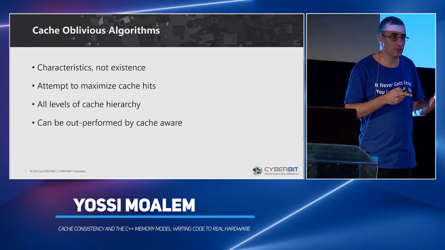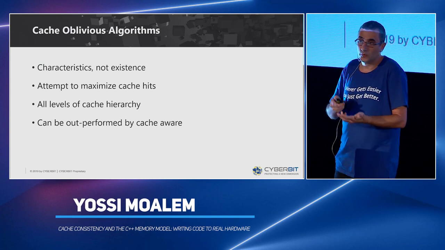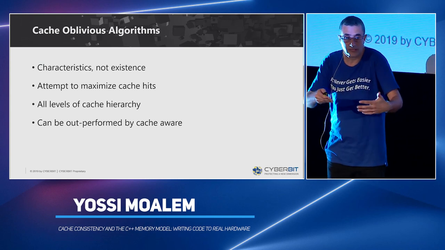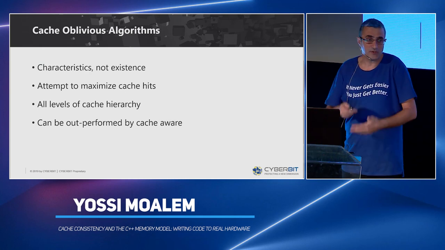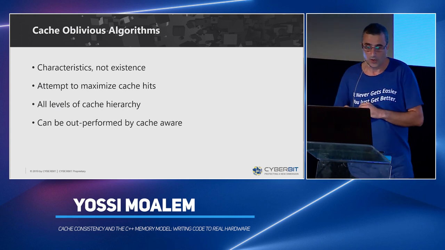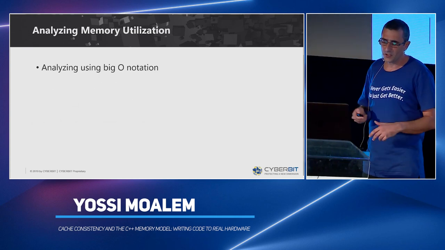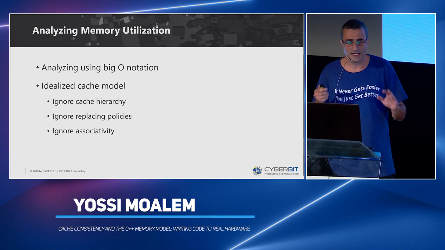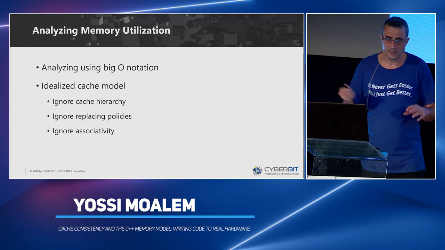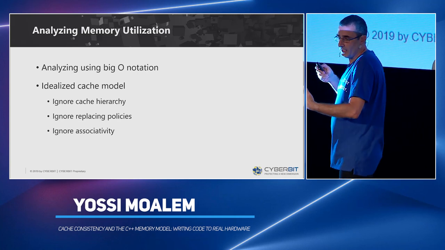Cache-aware algorithms can outperform cache-oblivious algorithms, but that's assuming that we know all the cache characteristics that we have. So if we ship our software with the hardware, fine, we can optimize it to the cache that we have because we know it. But if it's general purpose software that we just ship, we cannot know the cache characteristics, so we can't really optimize for this cache. When we come to analyze the utilization, we still use the big O notation, but we assume an idealized caching model. We ignore cache hierarchies, replacement policies, and associativity, and it can still be proven that it's within a constant of the realistic model.